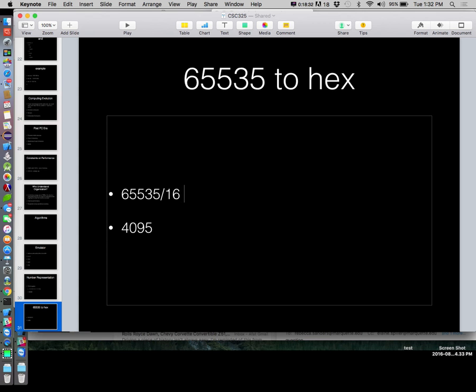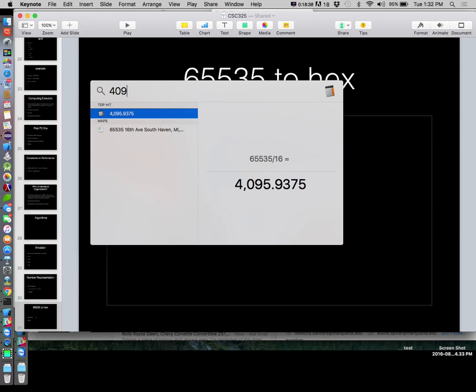And then that's going to be remainder 15. How did I get that? 4095 times 16 is 65,520. 65,535 minus that is 15. That's the remainder. That's left over.